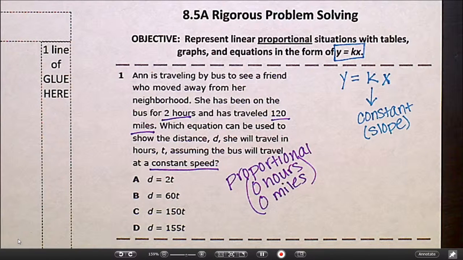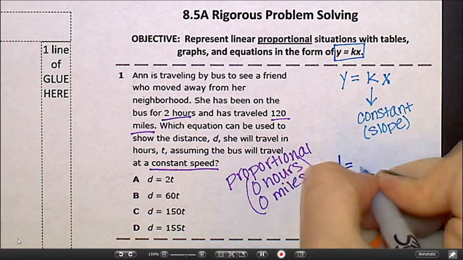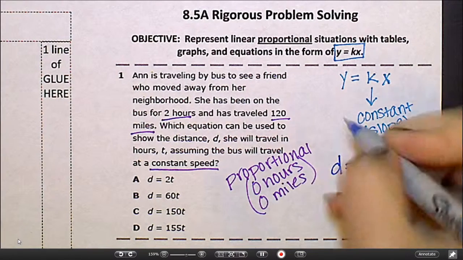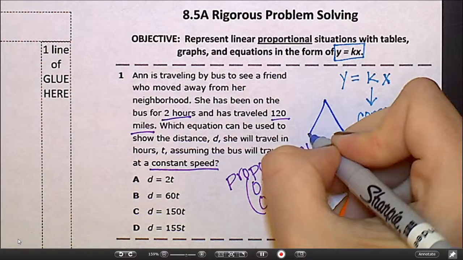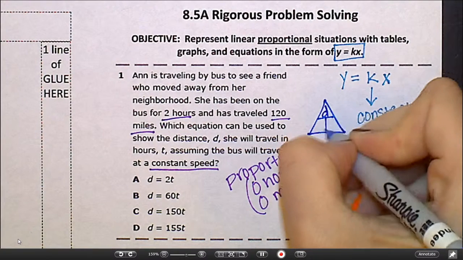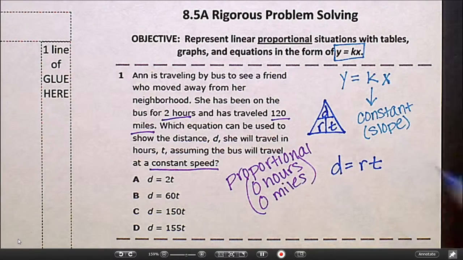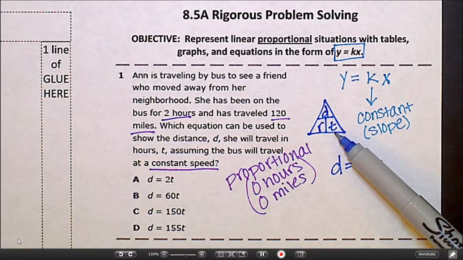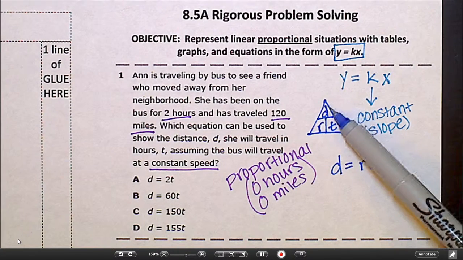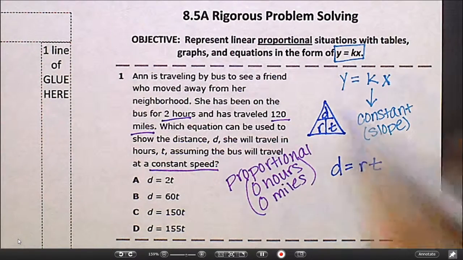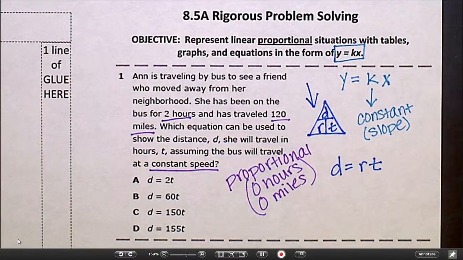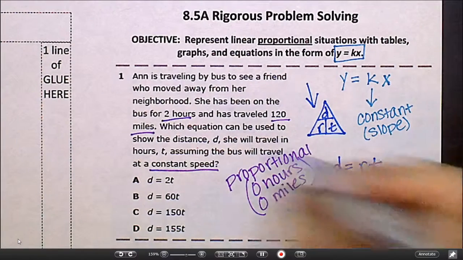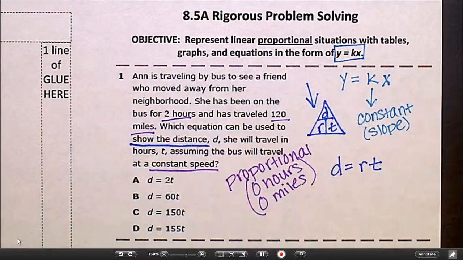So this reminds me of our distance formula. Distance equals rate times time. Remember that we could draw our little triangle here. This is drt. So if we had been given the distance and we were looking for the time, then we would do t equals distance divided by rate. So use this triangle to help you if they don't ever give you a formula. We are looking for distance because it says which equation can be used to show the distance that she will travel in this many hours.